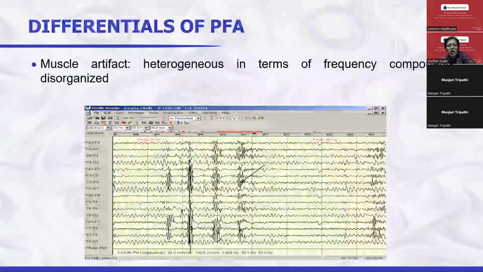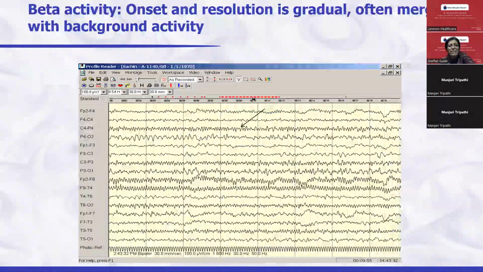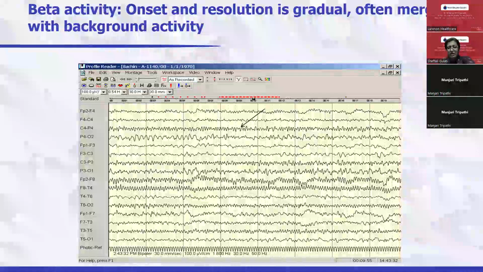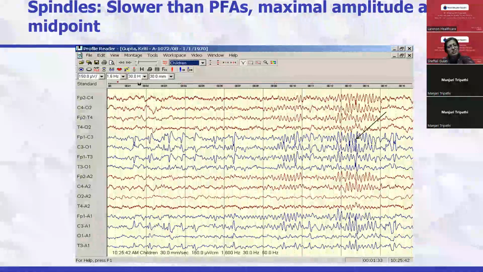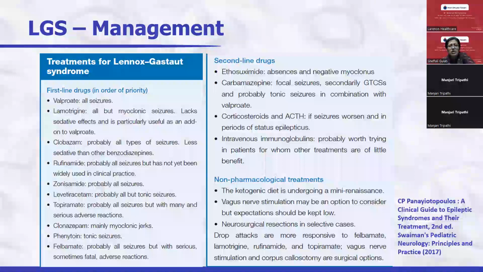Right? So, what are the differentials? You may have muscle artifacts, which are heterogeneous in terms of frequency components and disorganized. You may also have beta activity which can get confused, or you may have spindles which may get confused. So that you have to keep in mind.